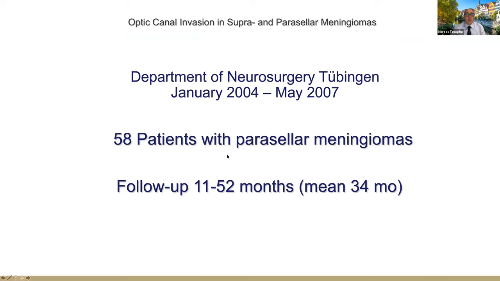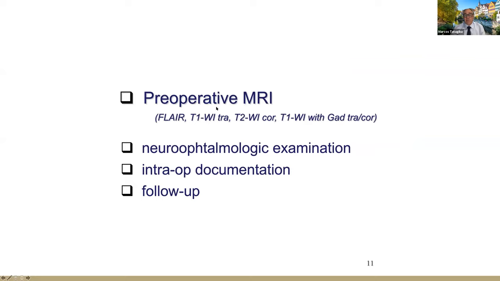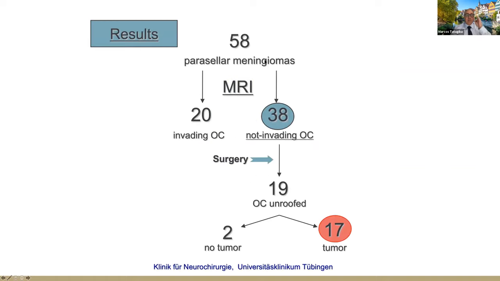So we did this study from 2004 till 2007. We collected 58 patients with parasellar meningiomas with this follow-up you can see here. So we had in all cases pre-op MRI. This is the MRI the patient brought with him when the patient came to our department. All MRIs containing FLAIR, T1 with and without contrast, T2 weighted images, and so on. Neuro-ophthalmological examination, and we checked the documentation of the patients. So look at these results.